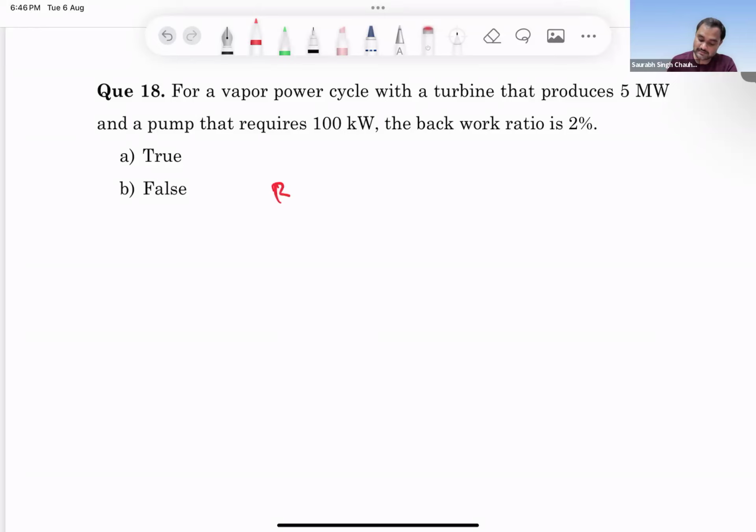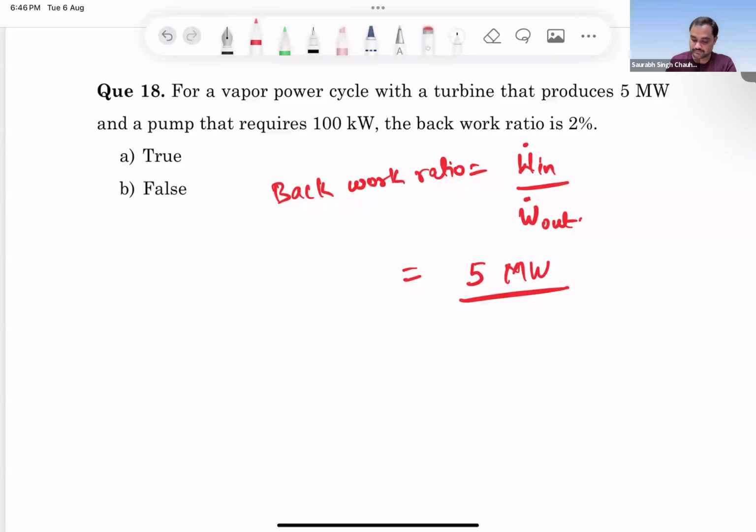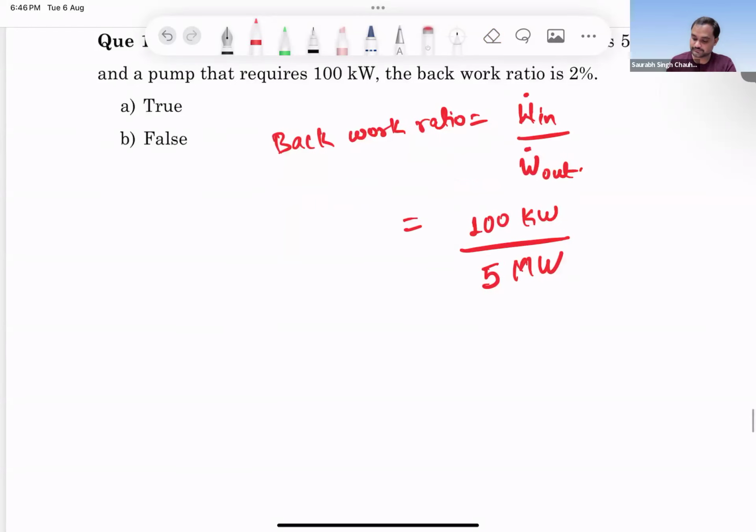Back work ratio we have already discussed. It is defined as work input to the pump divided by work output from the turbine. The pump requires 100 kilowatt and the turbine is producing 5 megawatt. So what is the back work ratio?